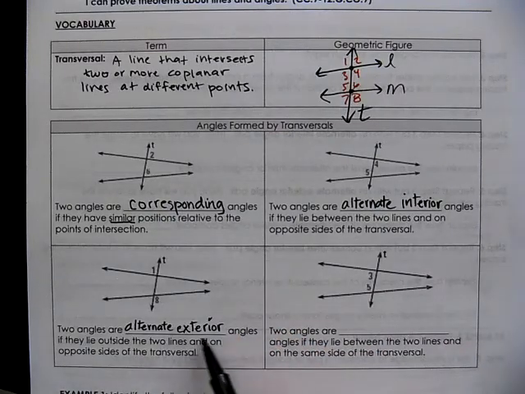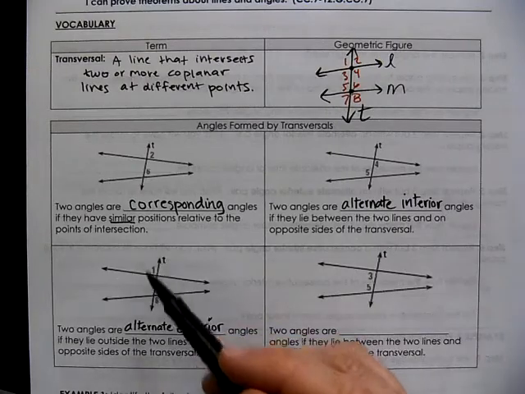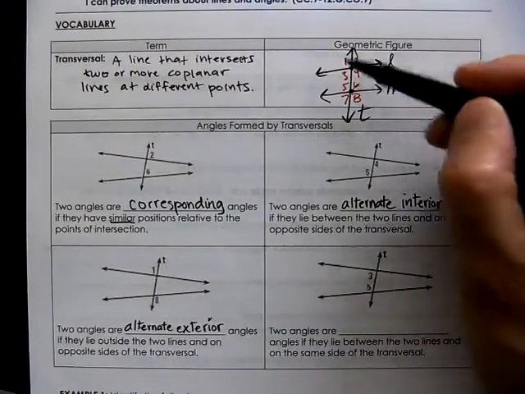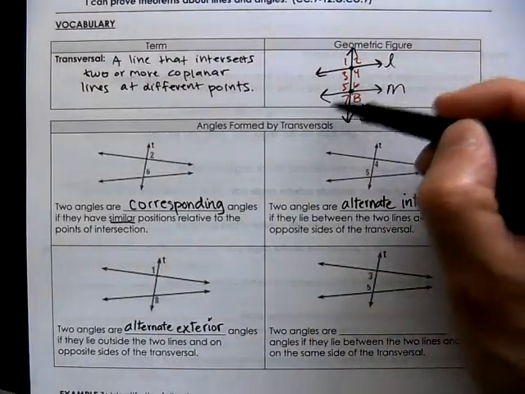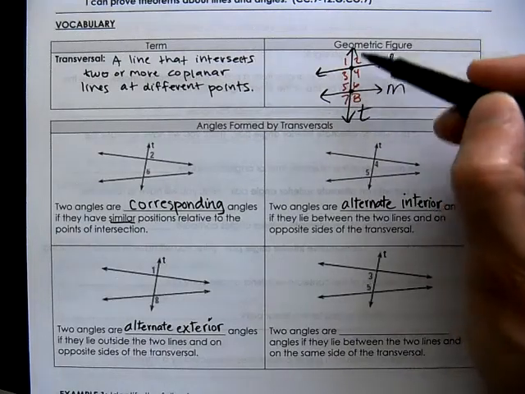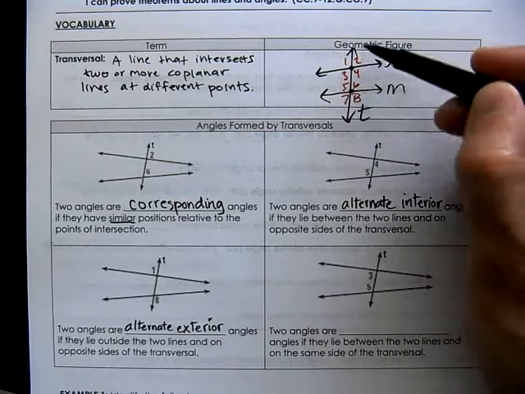Two angles are alternate exterior angles if they lie outside the two lines and on opposite sides of the transversal. So again, this is just one example using angles 1 and 8 from the diagram, but we could also use angles 2 and 7. 2 and 7 would be another example of an alternate exterior pair.